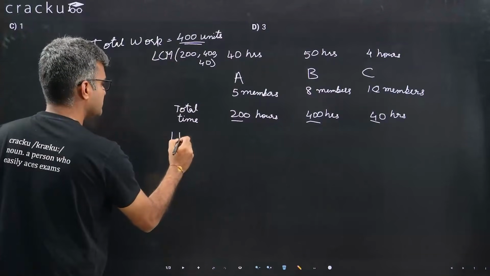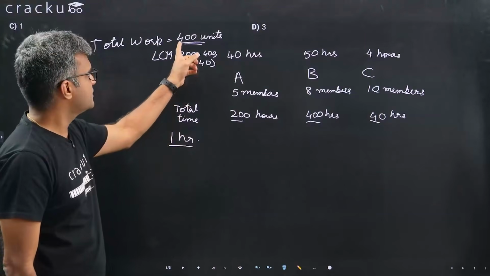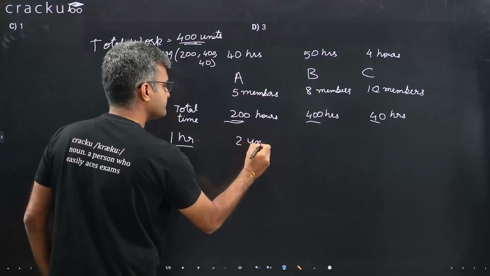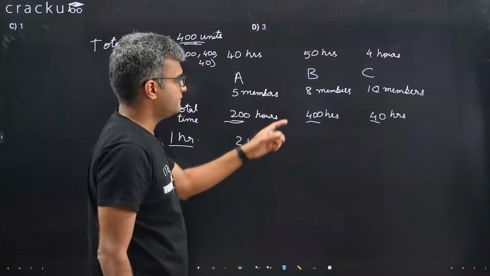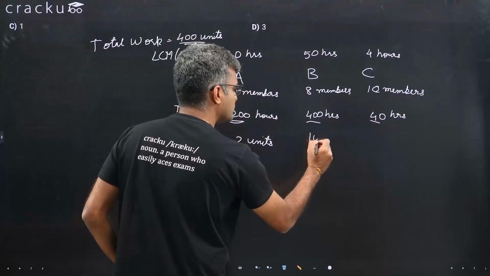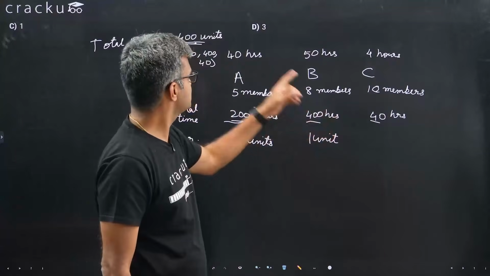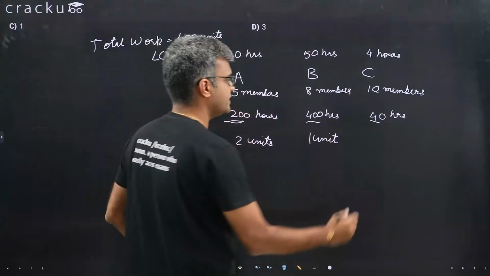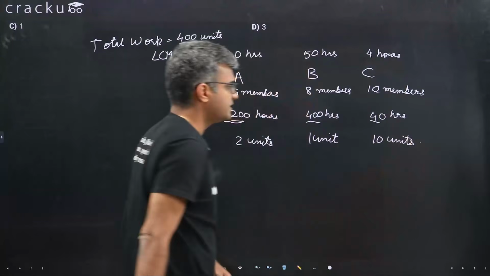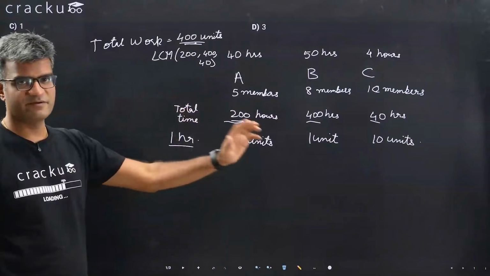So in 1 hour, what is the work done by one member of A? He can do 400 units of work in 200 hours. So in 1 hour, he does 2 units of work. One member from B takes 400 hours to do 400 units of work. So in 1 hour, he does 1 unit of work. One member in team C takes 40 hours to do 400 units of work. So in 1 hour, he does 10 units of work. So we have gotten the relationship between the efficiencies of one member of A, one member of B, and one member of C.